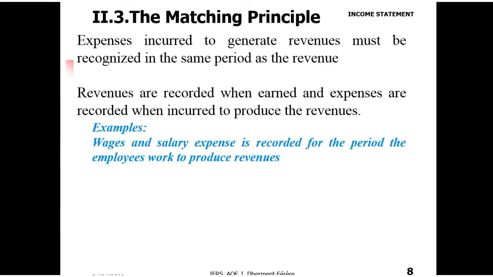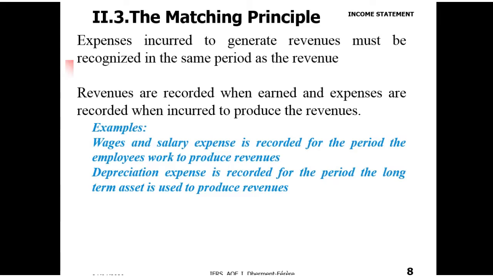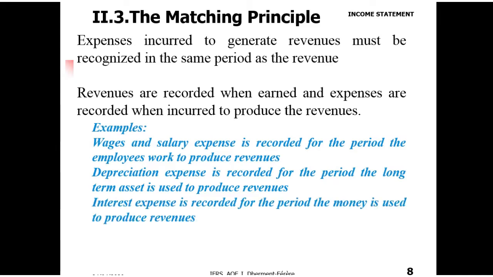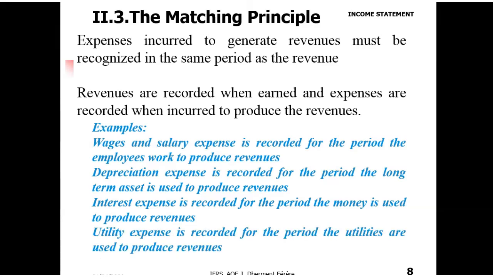Examples. Wages and salary expense is recorded for the period the employees work to produce revenues. Depreciation expense is recorded for the period the long-term asset is used to produce revenues. Interest expense is recorded for the period the money is used to produce revenues. Utility expense is recorded for the period the utilities are used to produce revenues. Bad debt expense is recorded in the period the sale occurred.